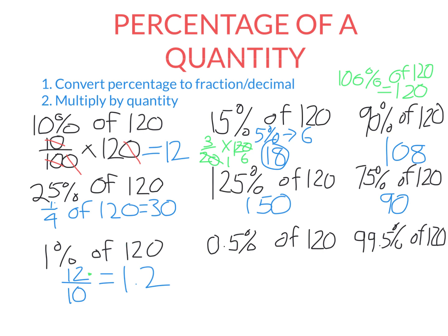So what would 0.5% of 120 be? Well, 0.5% is just half of 1%. So it'll just be half of this. And half of 1.2 is 0.6. So what would be 99.5% of 120? So that is a pretty difficult question. We could do 99.5 over 100 times 120, but that's really difficult. We can find another way.